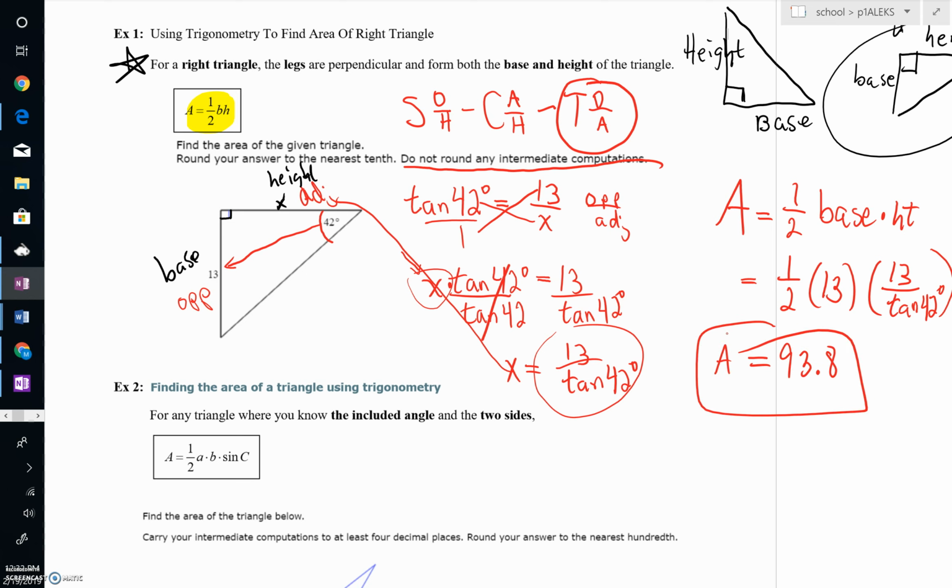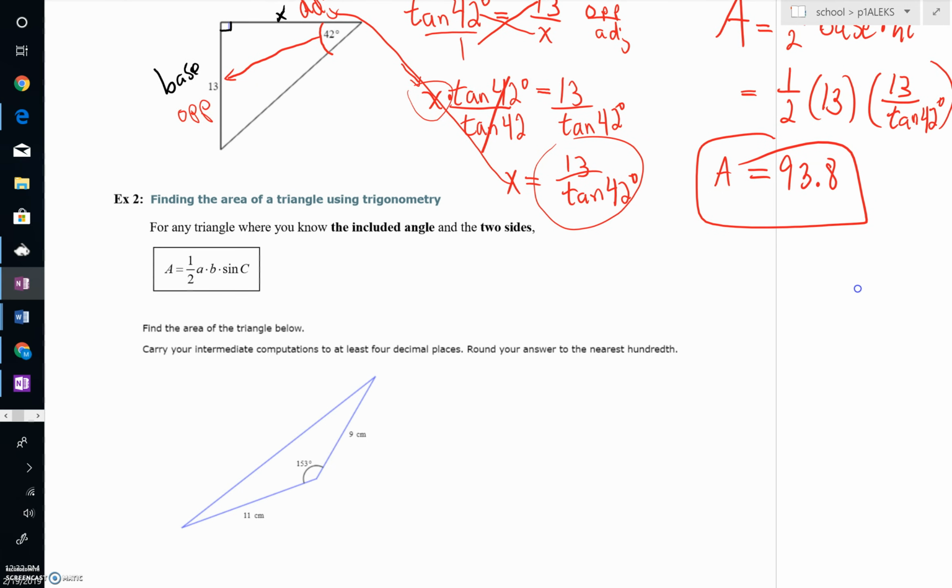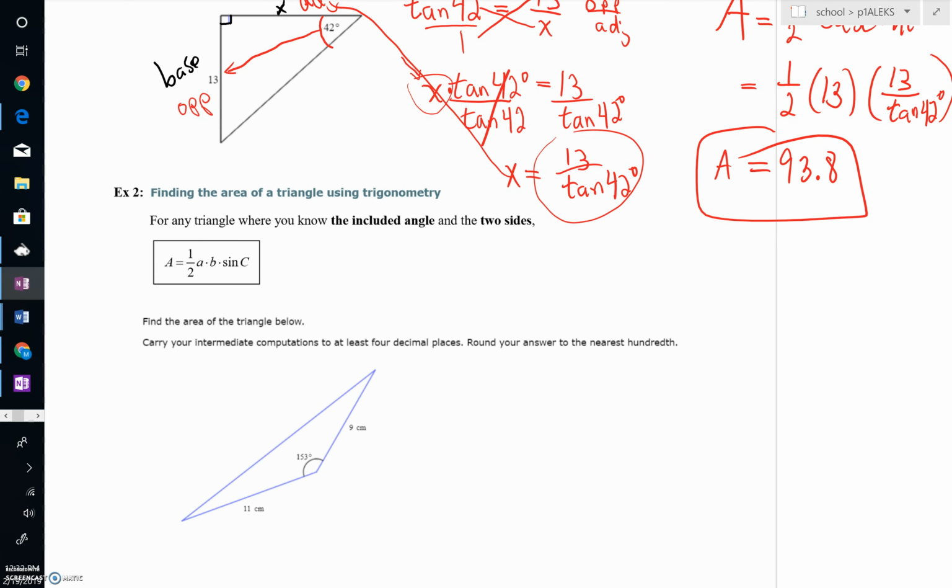Okay, so that's example 1. For example 2, you're going to see that the big difference is that we are leaving the world of right triangles. You can now have triangles that have all acute angles or an obtuse angle, a big angle.